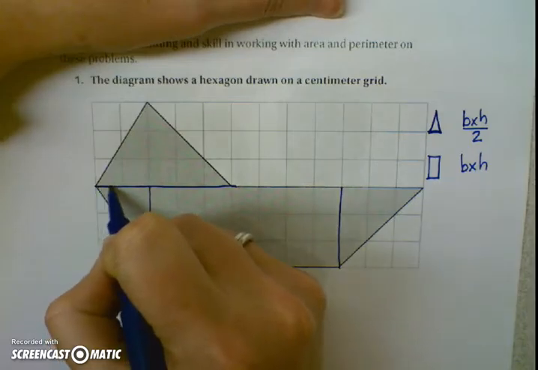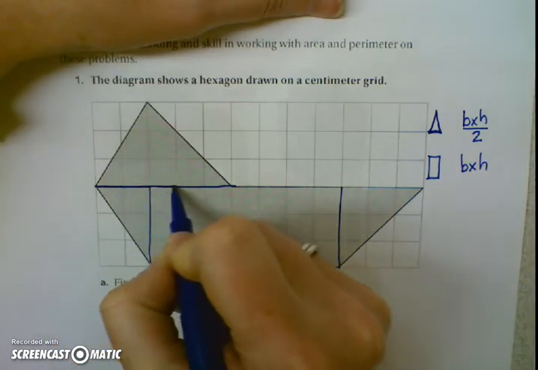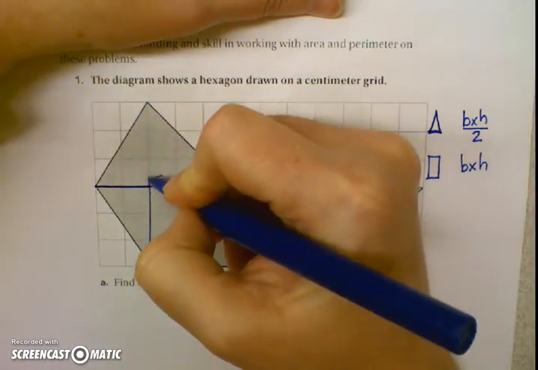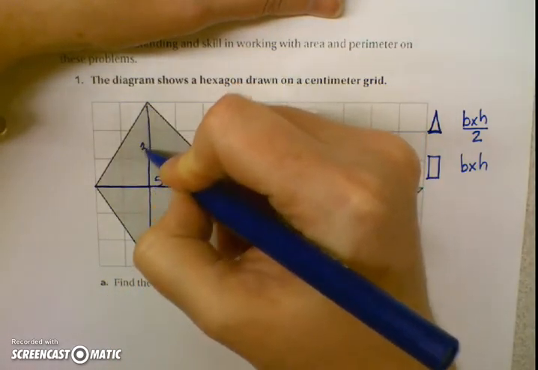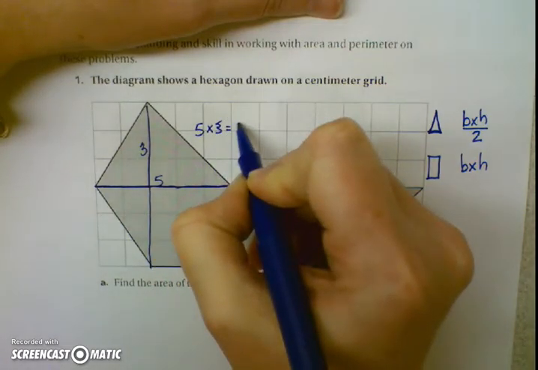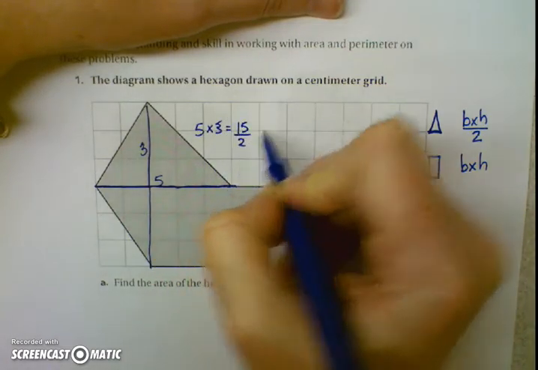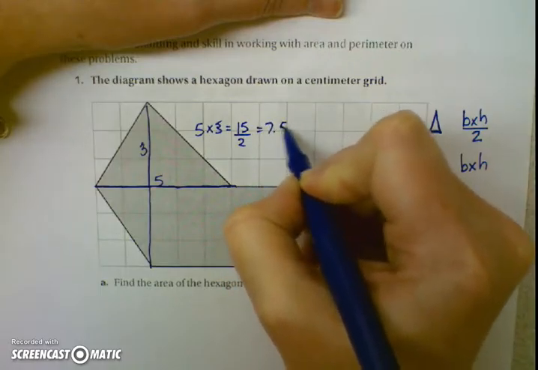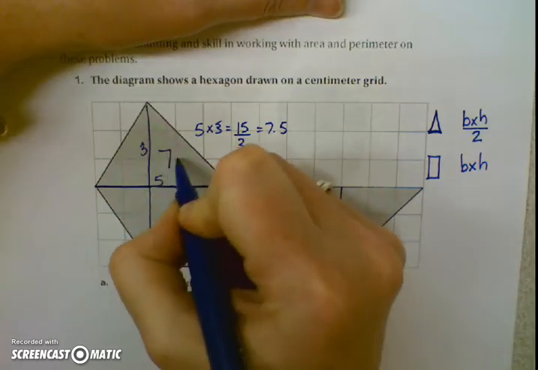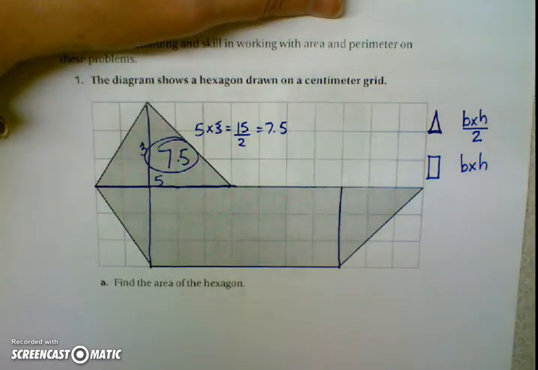The base on this triangle is 1, 2, 3, 4, 5 units. And the height is 1, 2, 3 units. 5 times 3 is 15. And 15 divided by 2 is 7.5. So I know that this triangle right here, the whole area is 7.5.